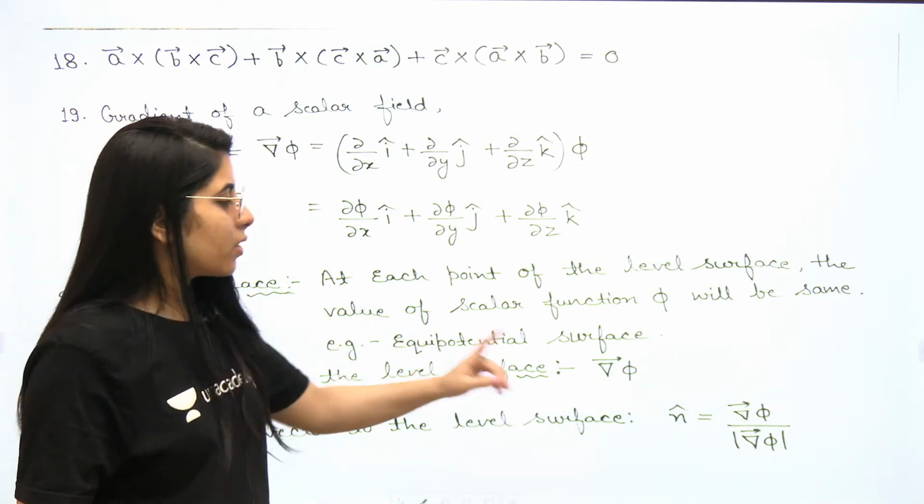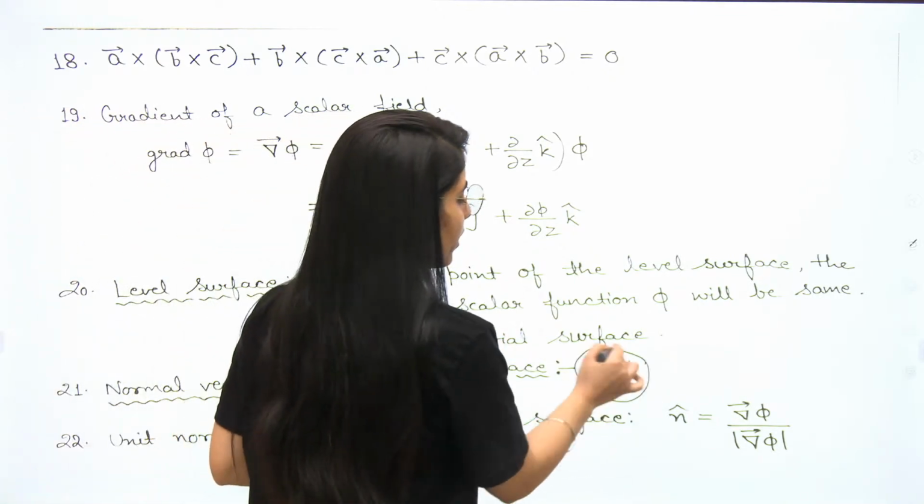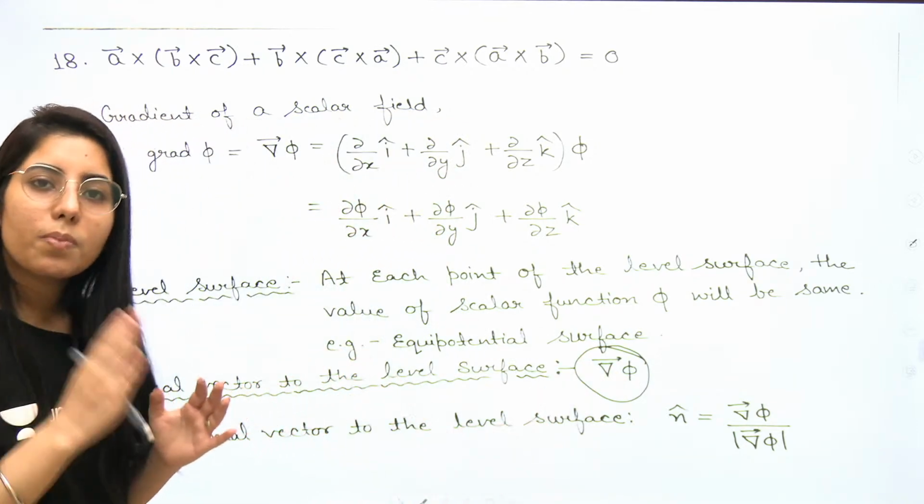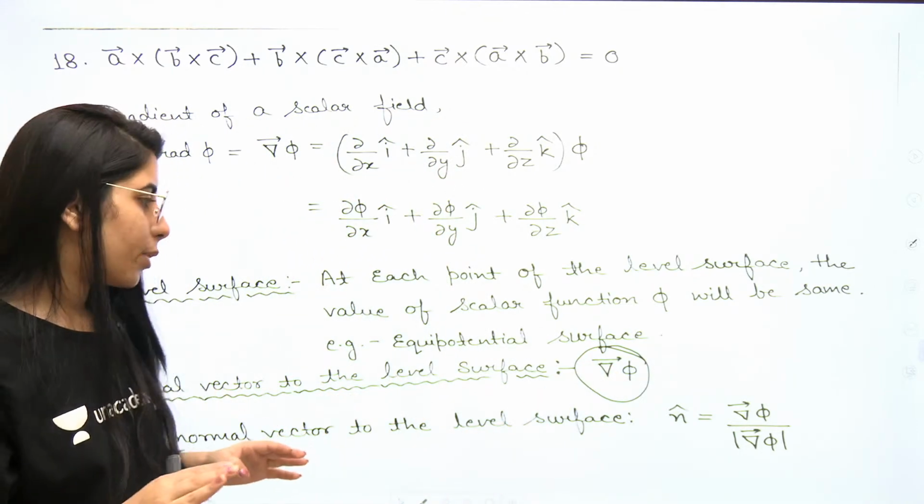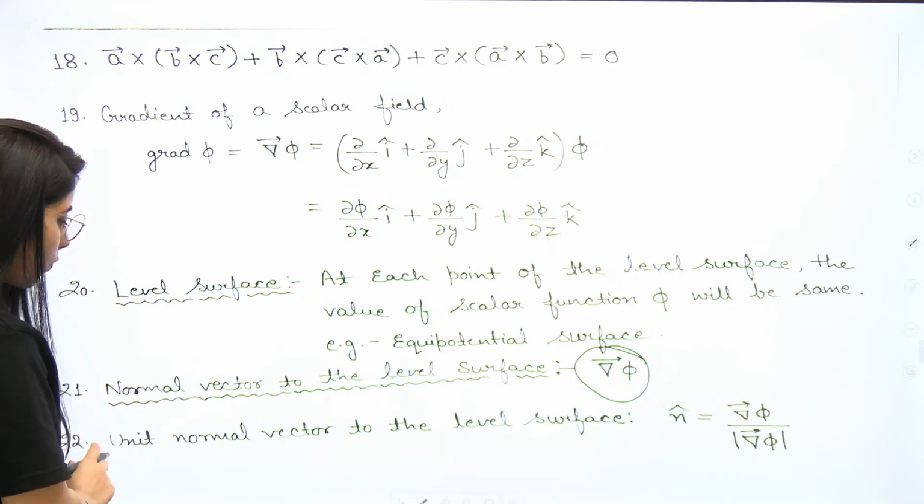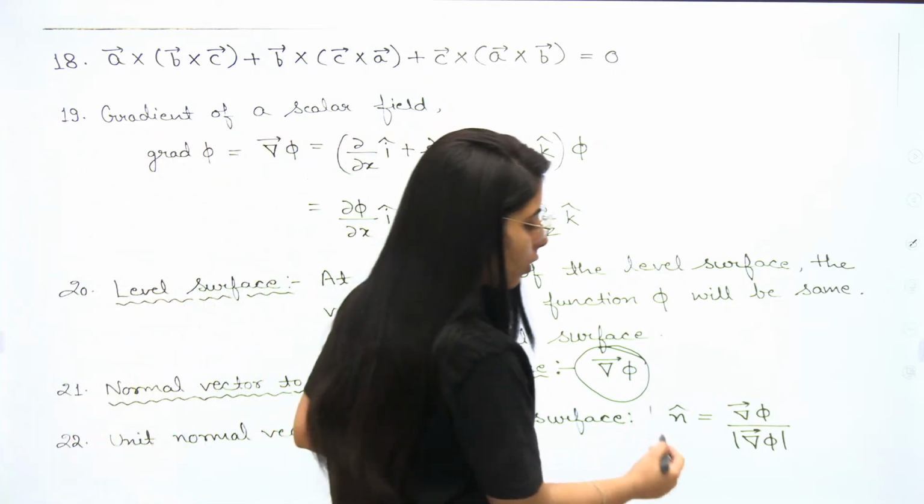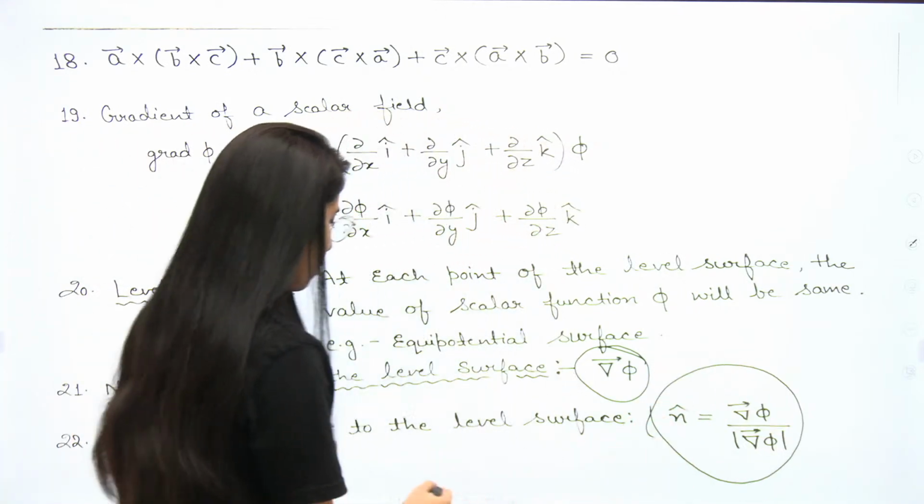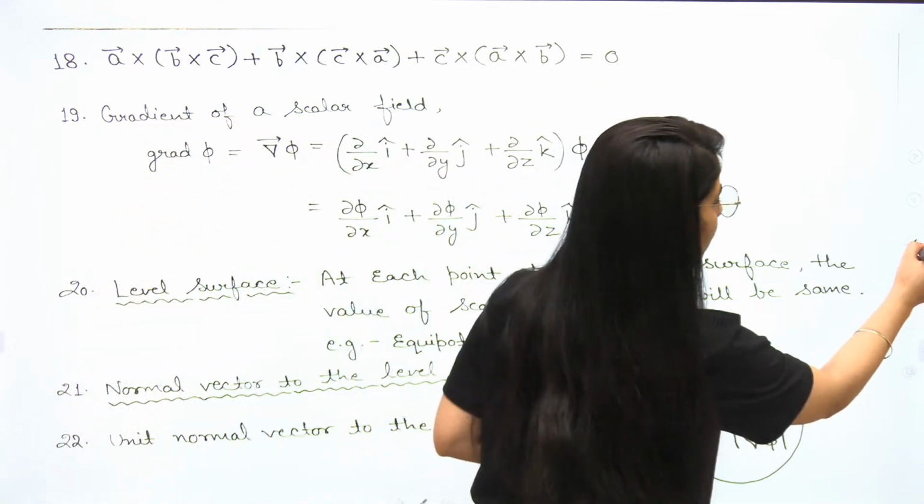Normal vector to the level surface, normally you can find it as delta phi, as we have already observed it in the question and we have talked about it. Another thing, if you want to find the unit normal vector to the level surface, this will be the equation you will have, and that's how you can find it quickly.